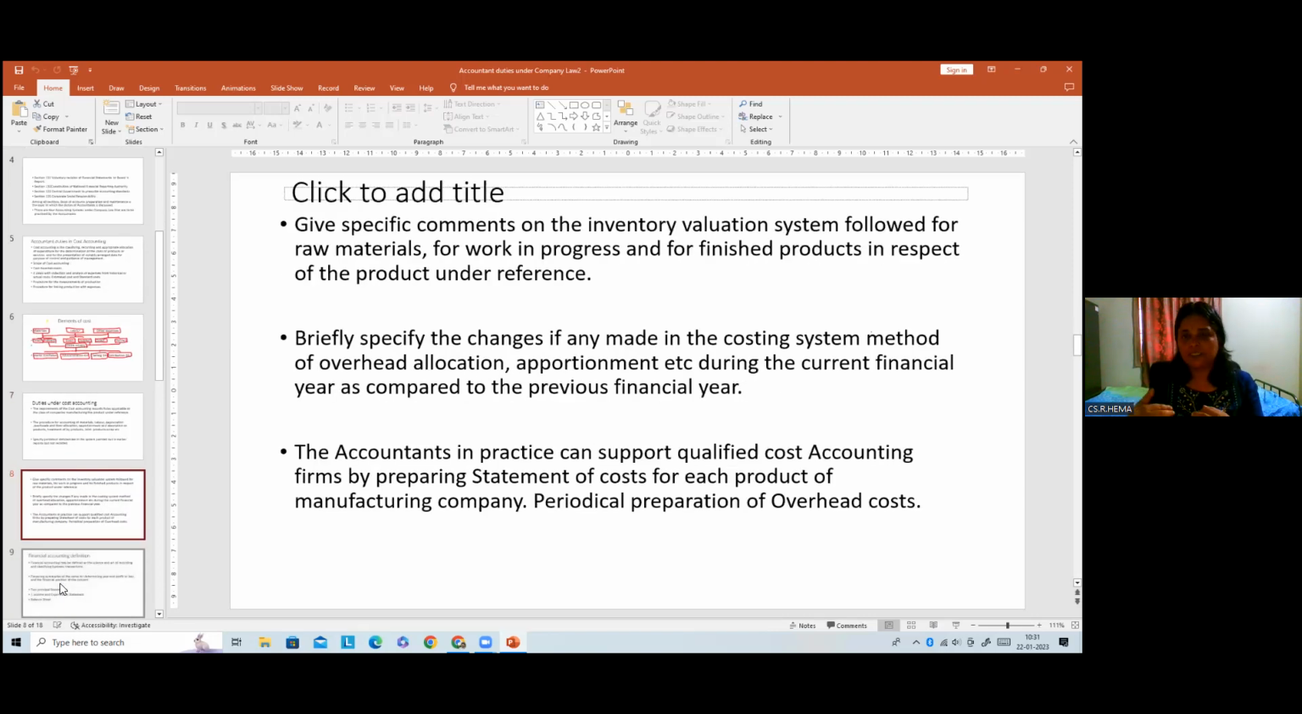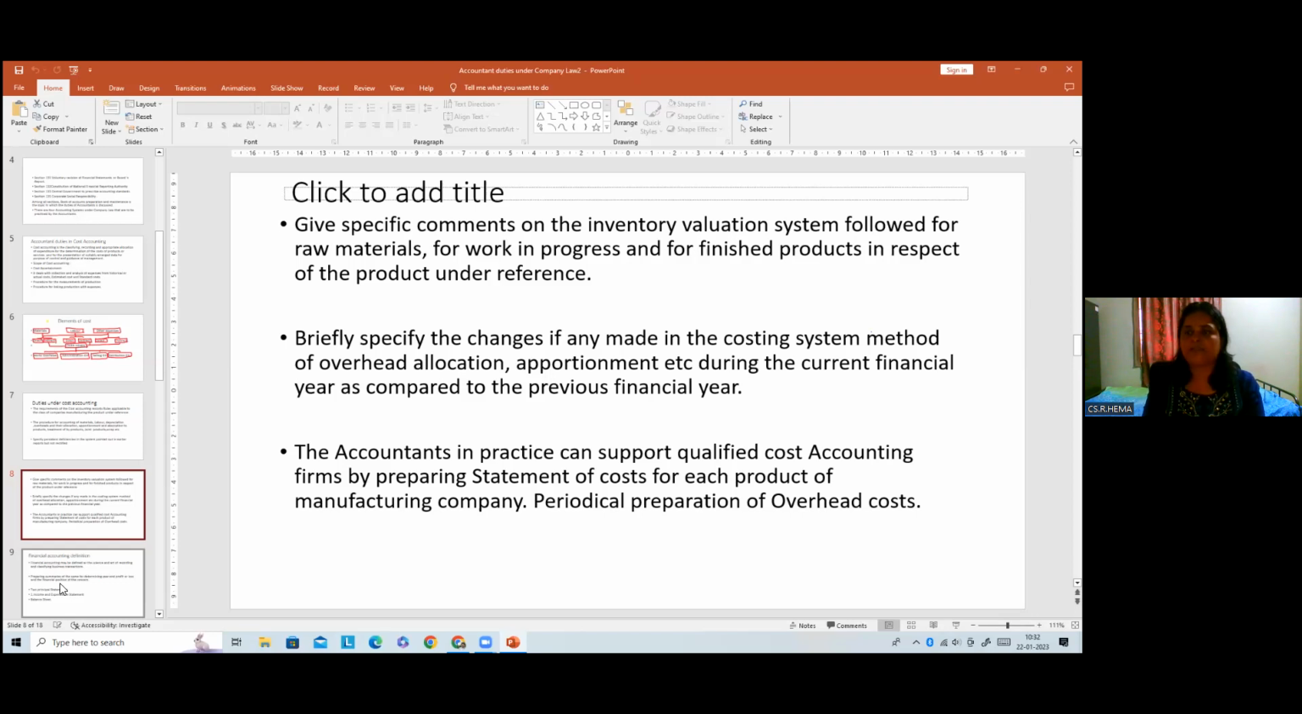Give specific comments on the inventory valuation. It is a separate topic which everyone should know if we work under a cost accounting firm. It is followed for raw materials, work in progress, and finished goods. These are the three main points which come under cost accounting. Raw materials: if a product needs this much raw material, that will be classified under raw materials. Work in progress: the production will be in progress. Even during the progress, they will measure the work in progress and submit it to the bank, because they need working capital.